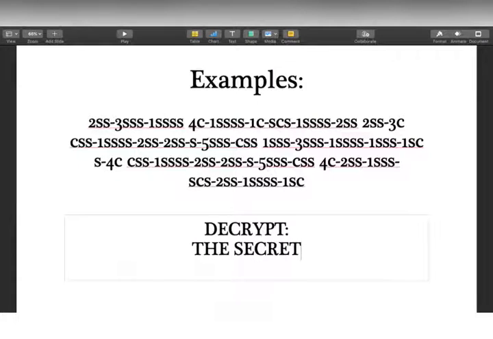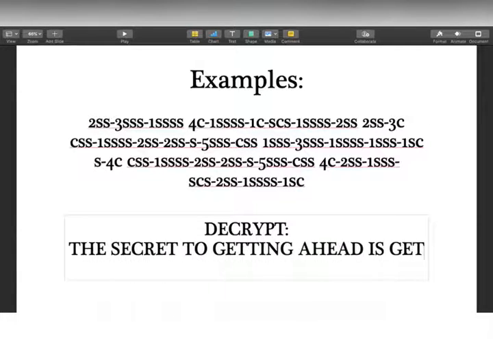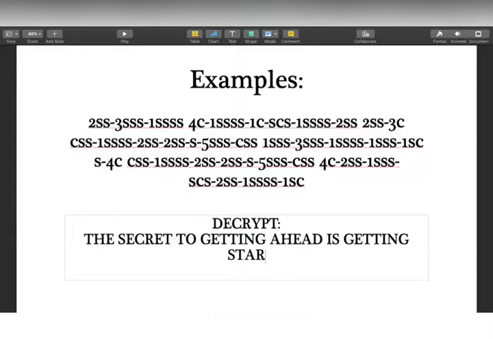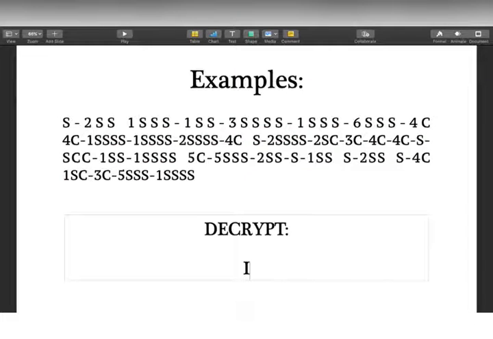Next we have: secret to getting ahead is getting started. The process I did on the first word is the same process I did up to the last to decrypt this key. So secret to getting ahead is getting started. Now let's move on to the second example.